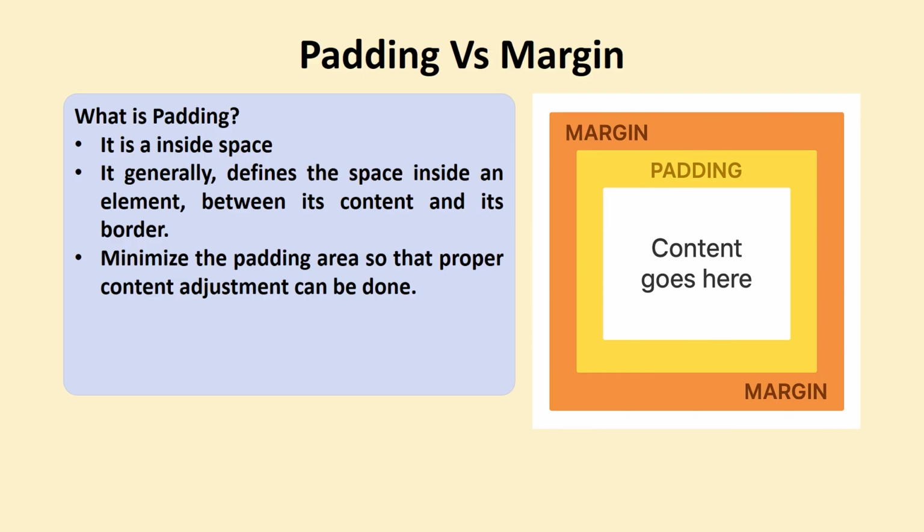Here you can see on the screen, suppose this is your write-up and the content goes here, the white area you can see, and between margin and content you have a padding area. So if you minimize that area which is between margin and content, it makes your content more lucrative. It makes your content more appealing and more formal in nature. So please maintain this: minimize the margin as per requirement and keep minimum spaces in padding so that it should not look awkward.